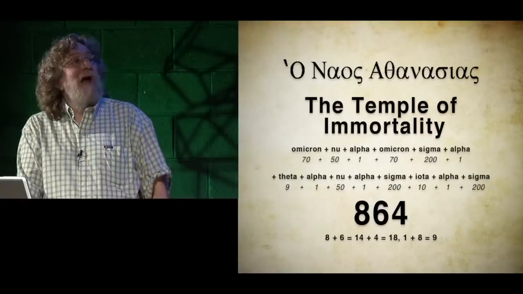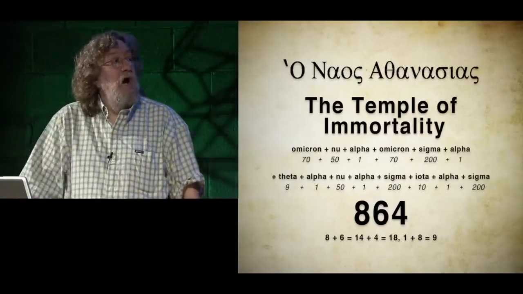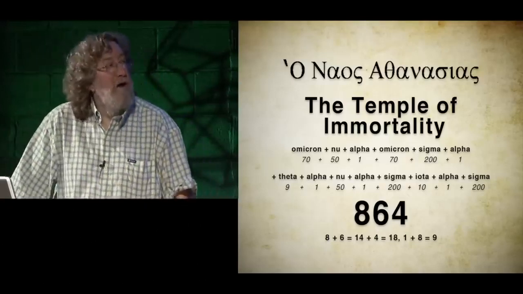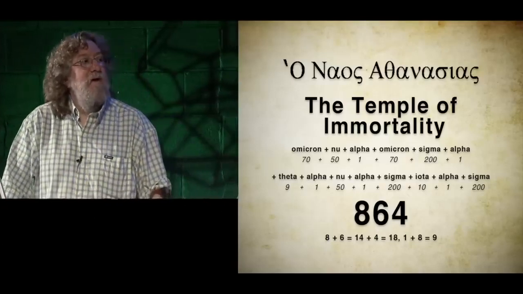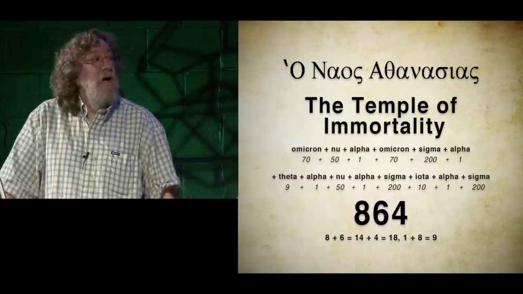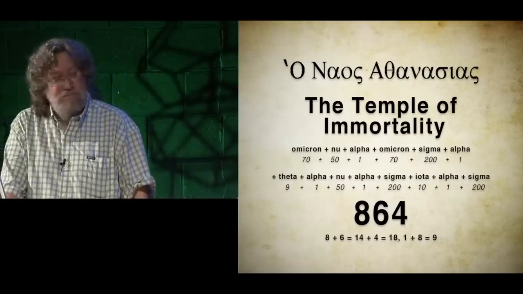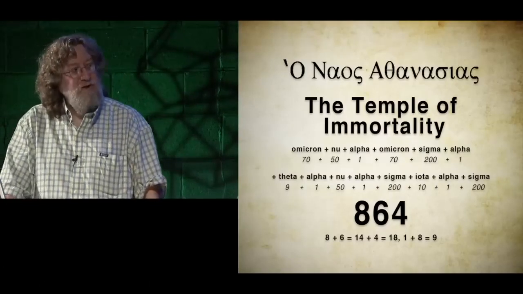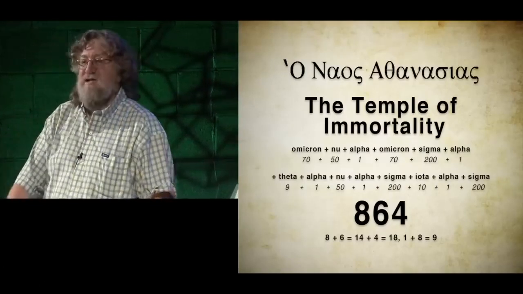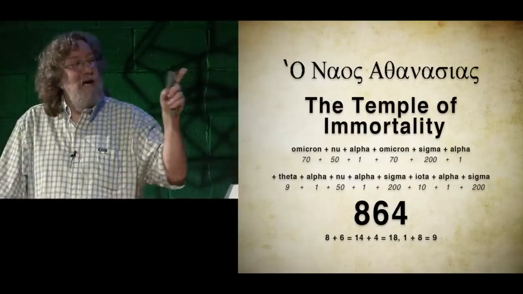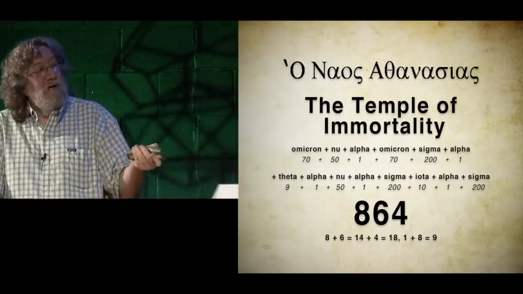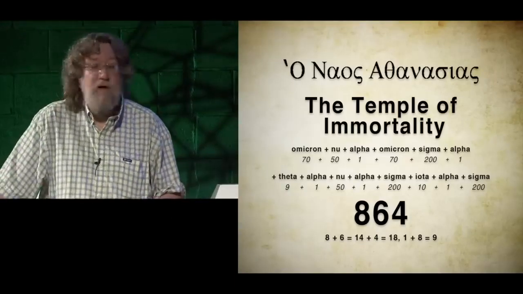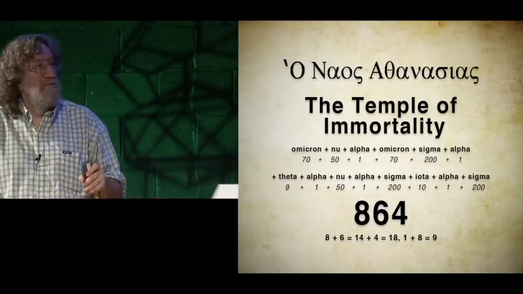The Temple of Immortality, Naos Athanasias. Let's see, I forgot how to pronounce that. Athanasias, that's it. The Temple of Immortality. So if we take that spelling, add it up, it also is 864. And I'll work on my pronunciations for next time.